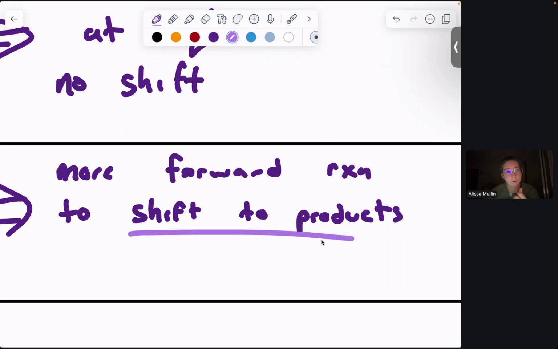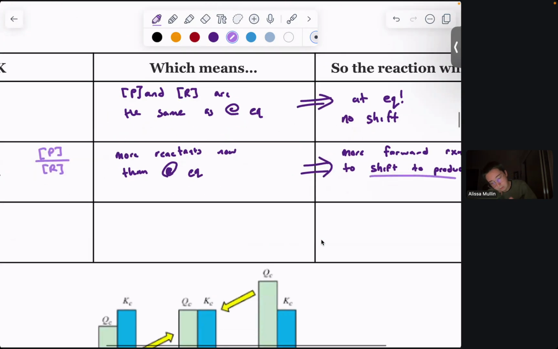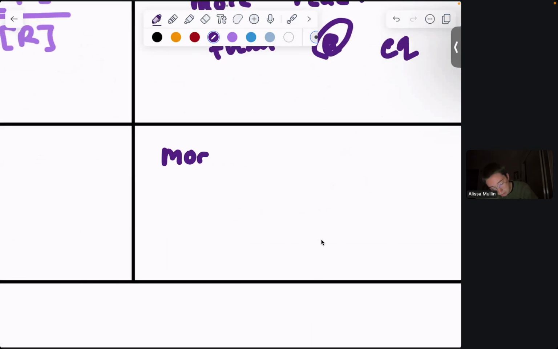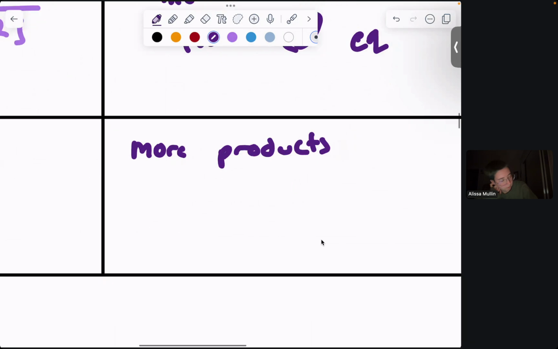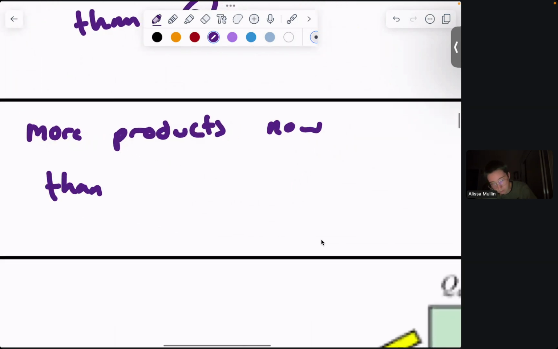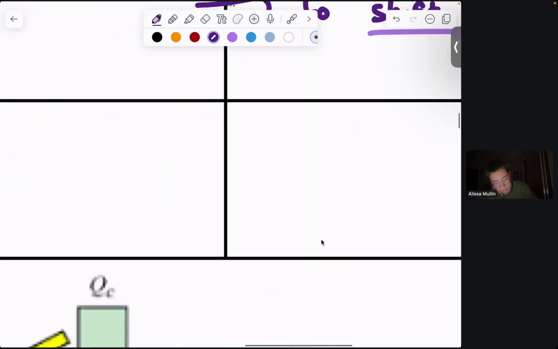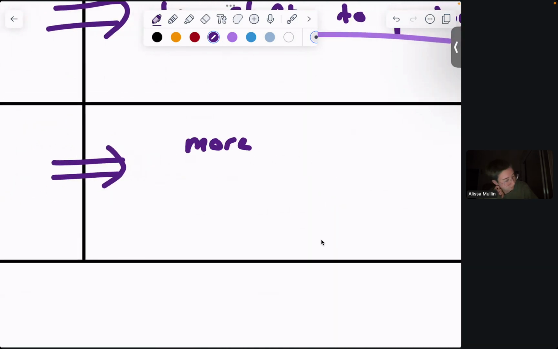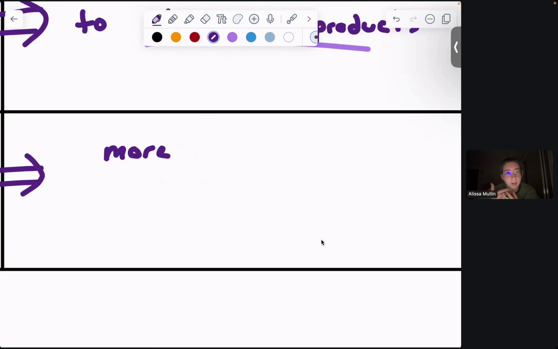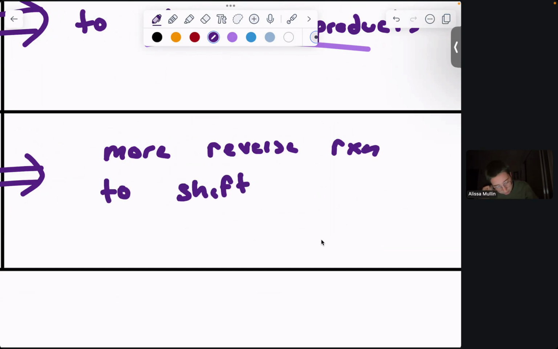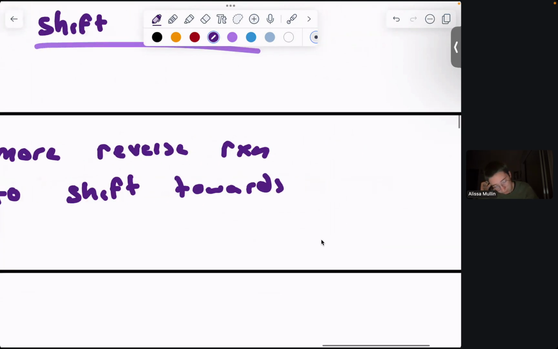And what that means is that at that instant, the rate of the forward reaction is going to be greater than the rate of the reverse until they get to equilibrium and they can be even again. Conversely, if you have a bigger Q, that must mean that you have more products than what you would have at equilibrium. So how is the equilibrium reaction going to react to that? It's going to want to make more reactants to offset it, right? So your reverse reaction has to speed up a little bit, so that we can shift towards reactants.